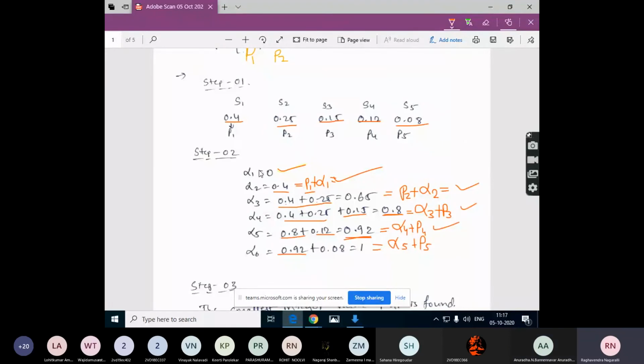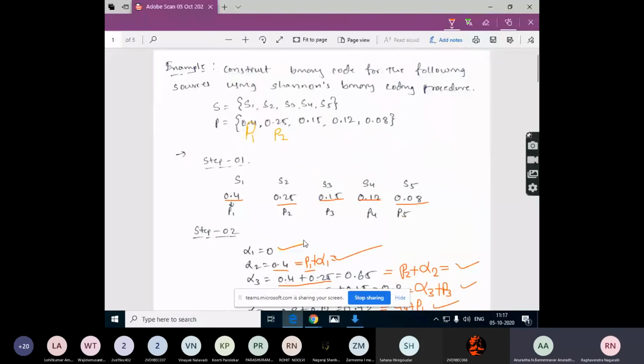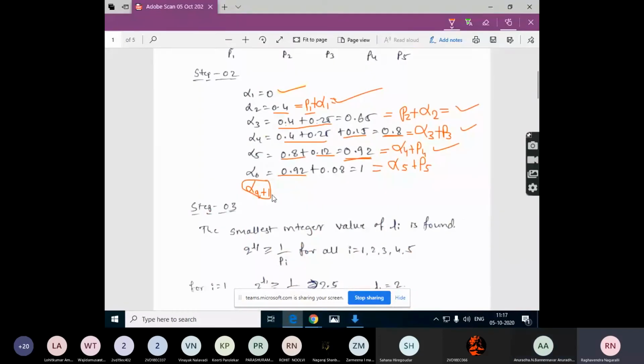We continue this calculation of alphas up to alpha Q plus 1. Here Q is the number of symbols: 1, 2, 3, 4, 5. So 5 plus 1, that is 6, starting with alpha 1 equal to 0. So this is step 2.